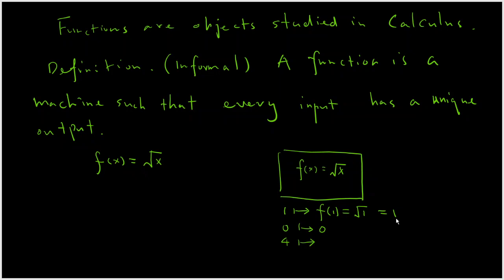If the input is 4, the output is 2, of course, right? 2 is coming from the square root of 4. And by the way, do not give me two numbers. Do not give me plus or minus 2, okay? A common mistake. The meaning of that notation is to take the positive root of 4, so you have 2.